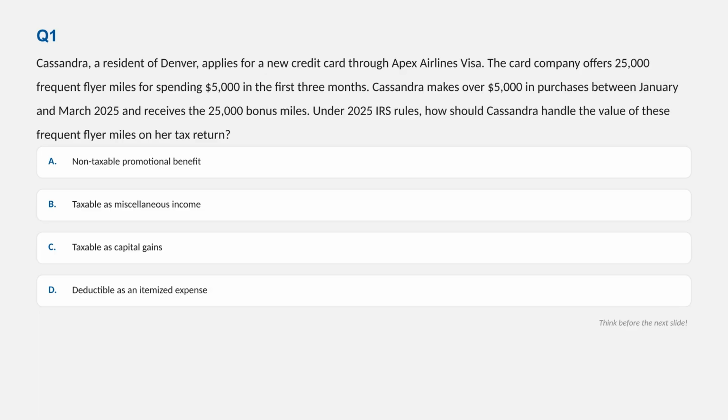A. Non-taxable promotional benefit. B. Taxable as miscellaneous income. C. Taxable as capital gains. D. Deductible as an itemized expense.